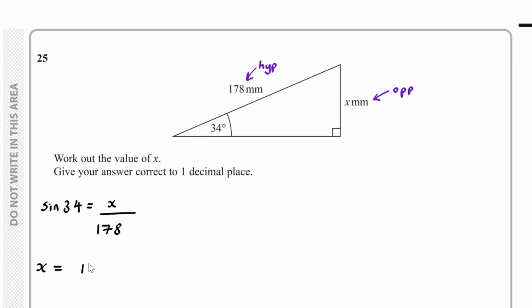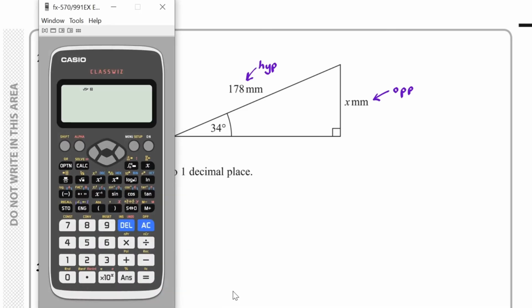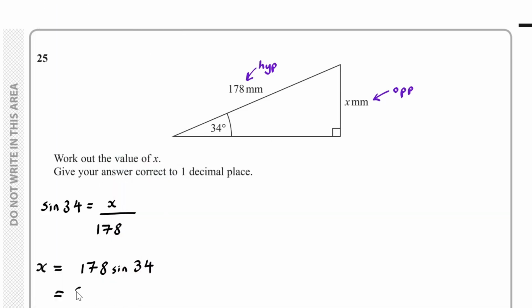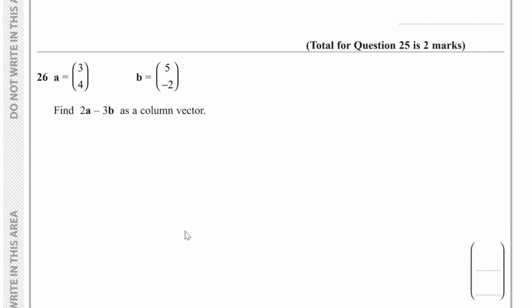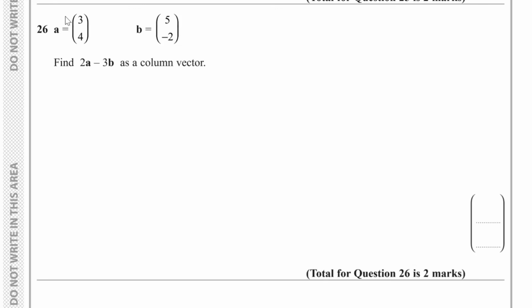So x is equal to 178 times the sine of 34. If we work all of this out, 178 times the sine of 34, we get 99.5 etc. So to one decimal place, we've got 99.5 millimeters.